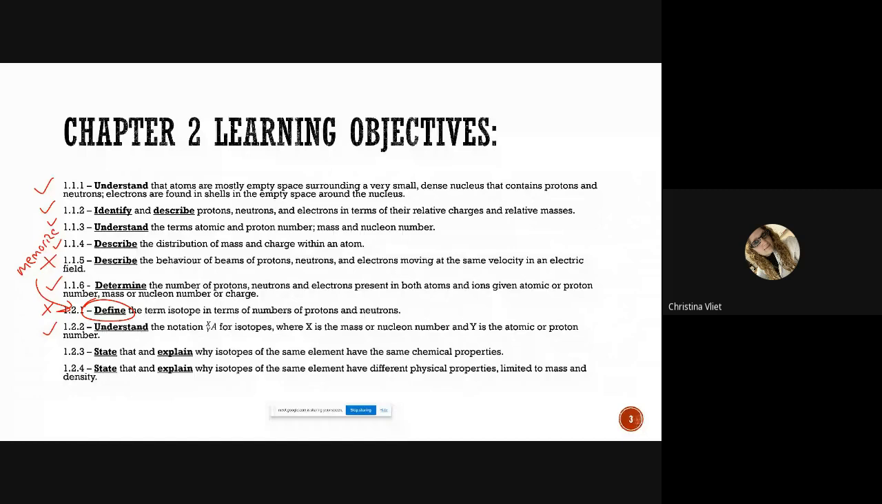State and explain why isotopes have the same chemical properties. And so these are probably new, covered today as well. So those are probably X's. So then count your checks and count your X's, and that's your starting point for the first topic.